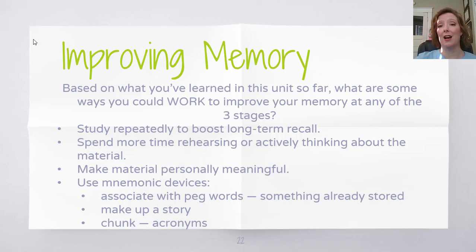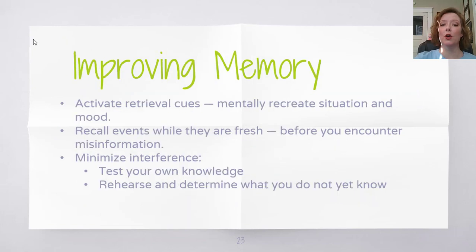You can also use acronyms. Activating retrieval cues, which is mentally recreating situation and mood. Recalling events while they're still fresh before you encounter misinformation. So you learn some information, you study the information. And then you want to minimize interference. Test your own knowledge. This is one of those things that we do, but we don't always know why we're doing it. And then rehearse and determine what you don't know yet.